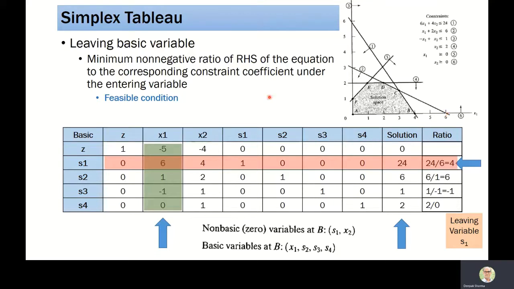So what does the feasibility condition say? If I'm finding the ratio, finding the ratio means I'm finding 4. So this means I'm moving here, along x1, because x1 is the entering variable. So I get a first ratio 4, which corresponds to point B. So this is the intersection of line B with the x1 axis.